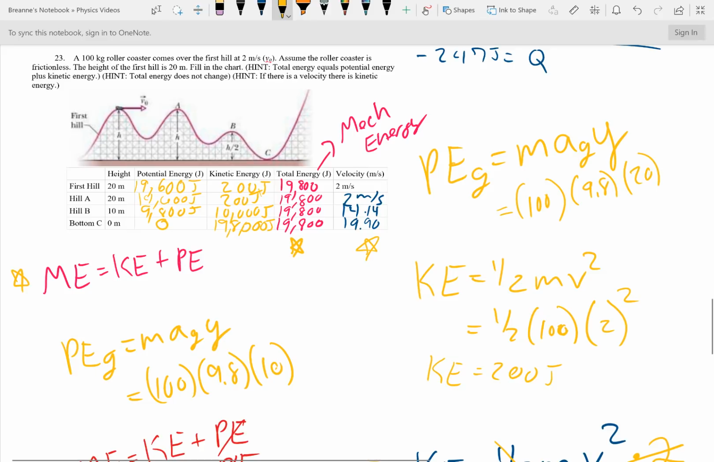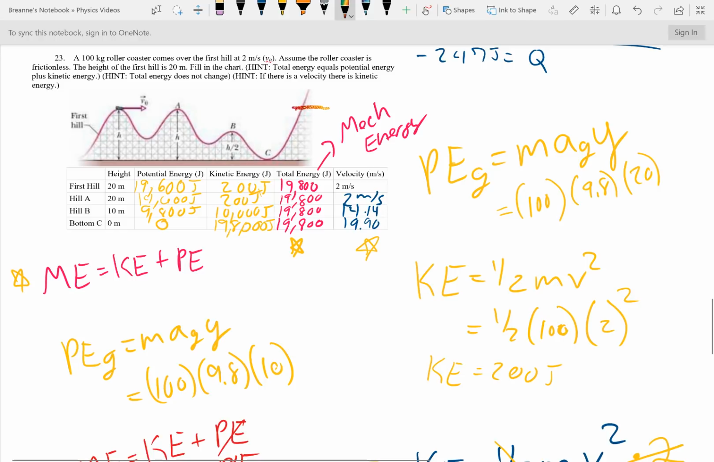And if you notice, at the very end of this roller coaster, it goes really, really high. Just on its own, could it make it past where it started? The answer is no, it cannot. It cannot go past where it started. If it started at 20 meters, it cannot go above 20 meters without any help, because that's the max total energy. We have 19,800 joules of total energy. We cannot go above that.